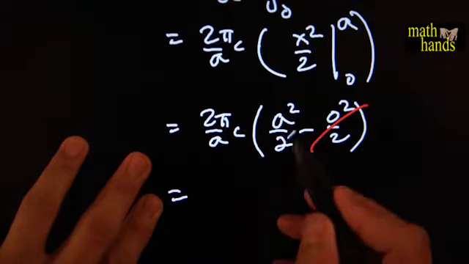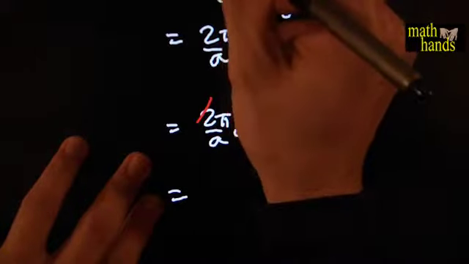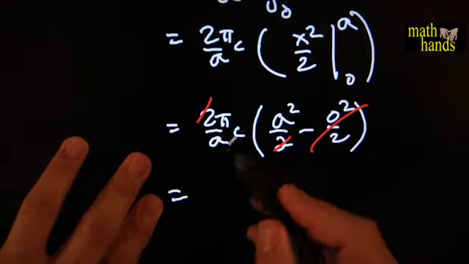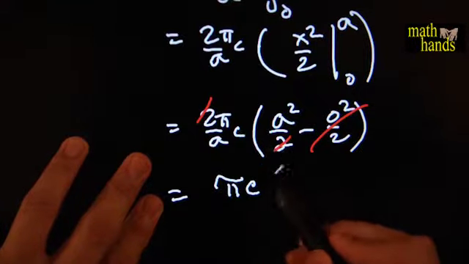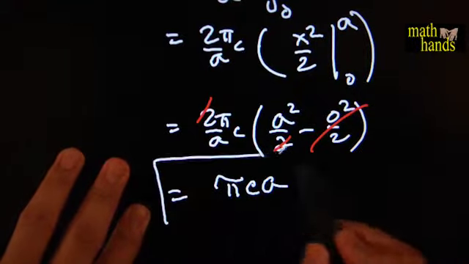One of the a's goes away, the 2 goes away with that 2. This is cleaned up really nicely. One of the a's goes, so I'm looking at pi c a. That's it, that's the area.